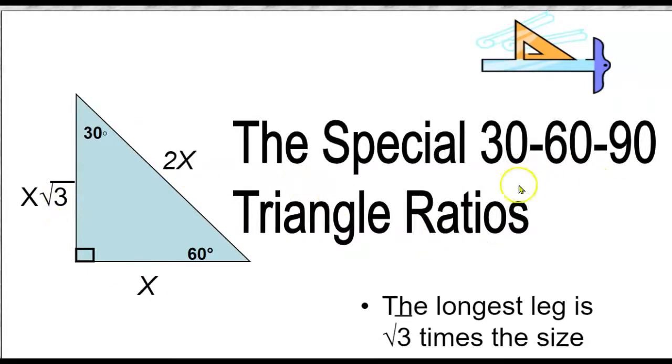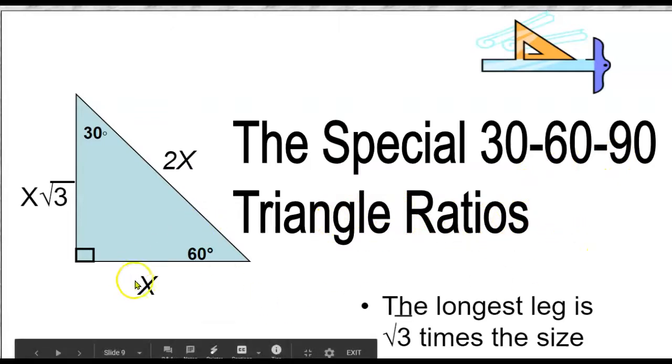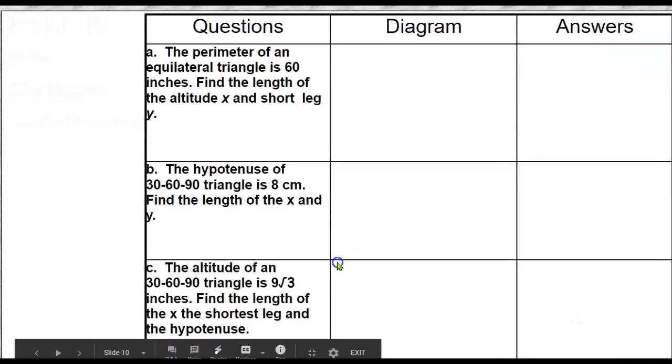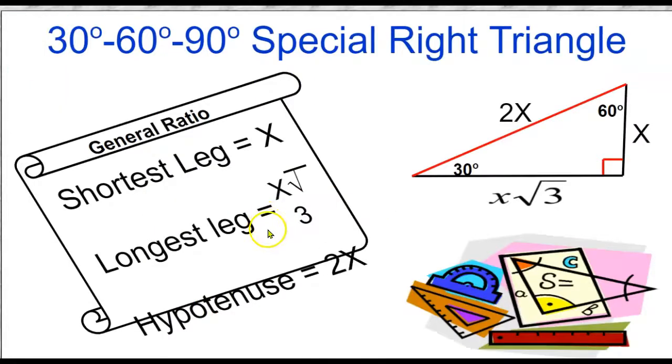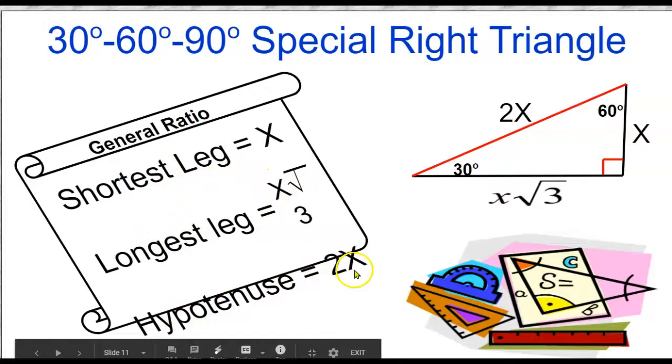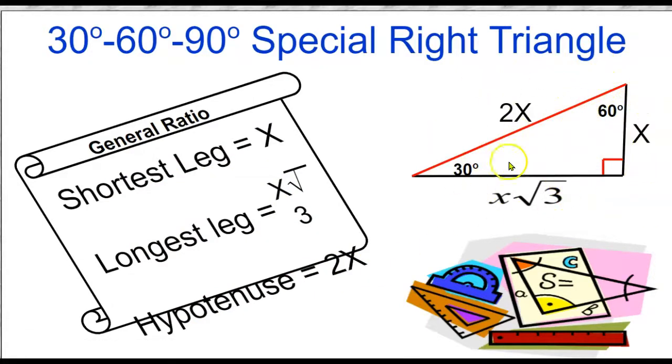A special 30-60-90 triangle ratio. The longest leg is the square root of 3 times the size of the smallest leg. Okay, so first off, we have to be able to identify the short leg, long leg, and the hypotenuse. So don't look at the triangle and say, okay, this is the short leg and this is the long leg. Look at the information given, because it's not always drawn to scale. They want you to look and determine with the given information.